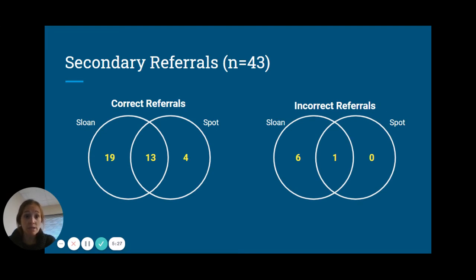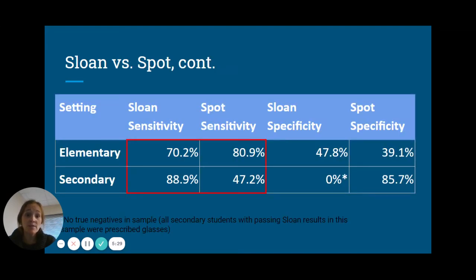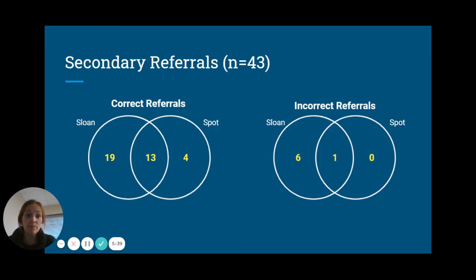This is the data for the secondary sites, and we use the same process to calculate sensitivity for the Sloan and the spot. So here's the sensitivity for the spot and the Sloan at the elementary and secondary level. You can see that the spot is more sensitive for our elementary students, and the Sloan is more sensitive for our secondary students.